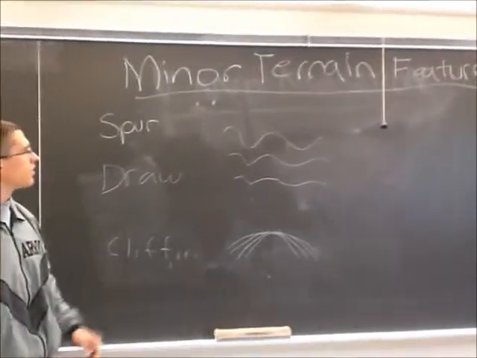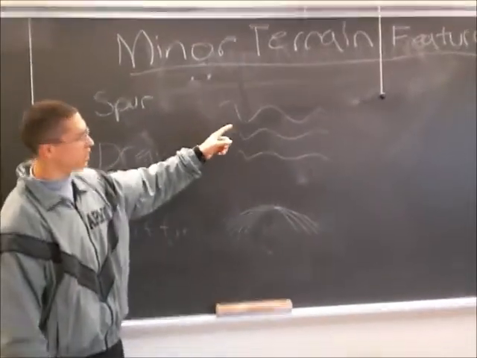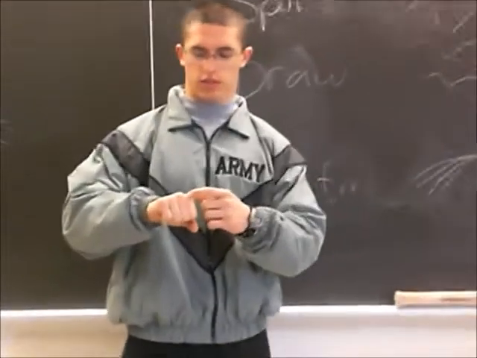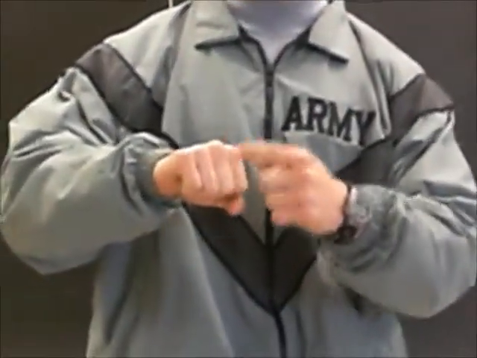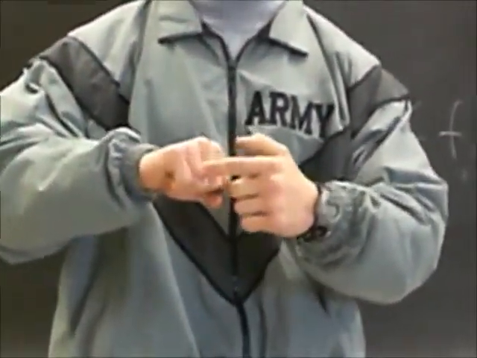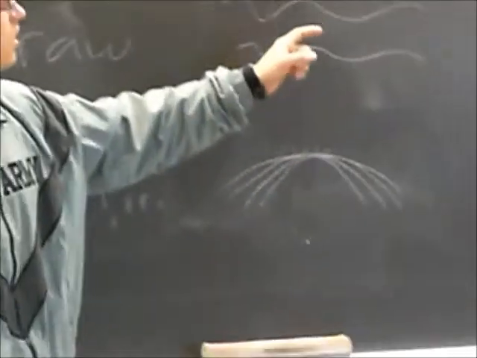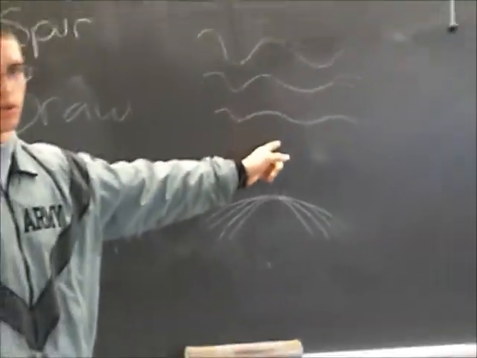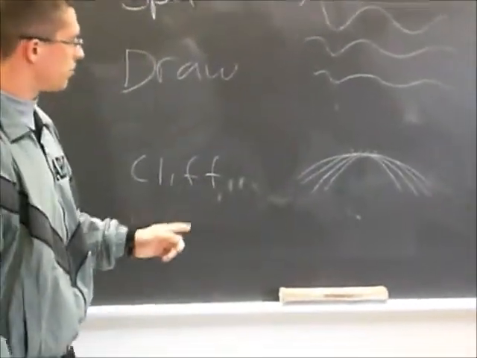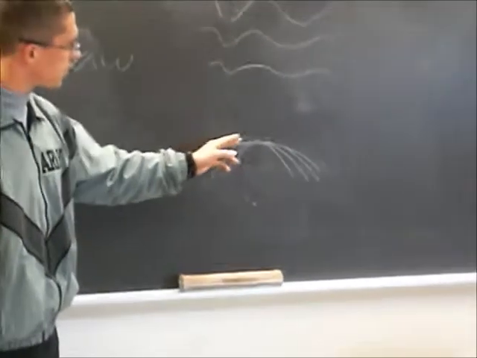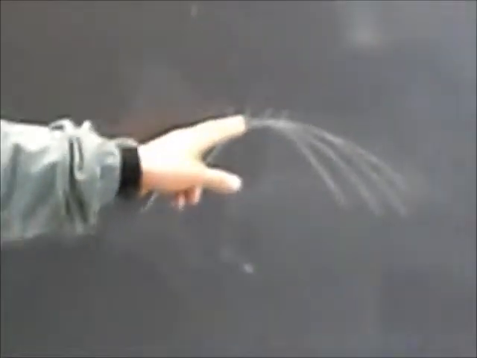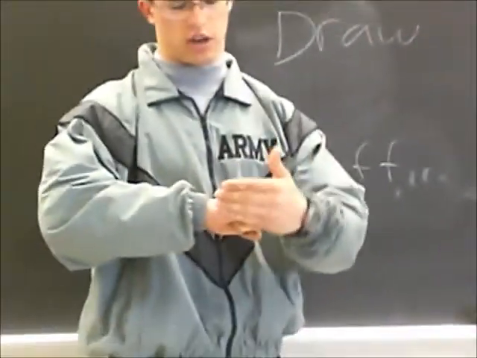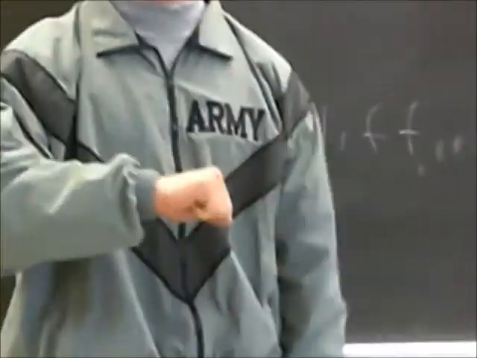Okay, these are the minor terrain features on a map, which are spur, draw, and cliff. A spur, using your fist, is the knuckle and the fingers. A draw is more like the area in between the knuckle and the fingers, and sometimes there's a water source flowing down there. And a cliff is when the contour lines come together, and there are tick marks facing out. You can denote this by the side of your hand.